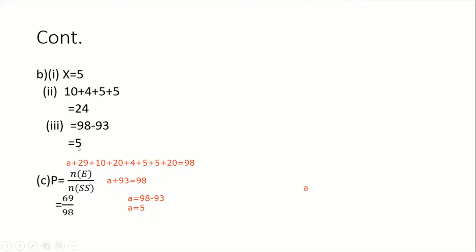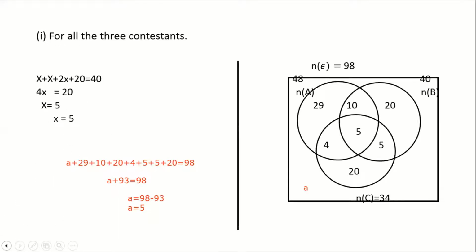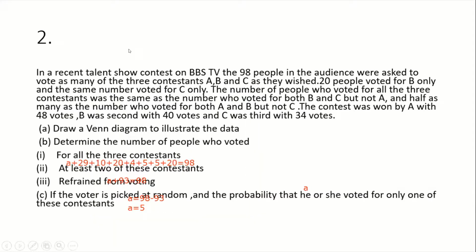Those who refrained from voting are equal to 5. So can we get back to our question? We still have one question to go, which is telling us, if a voter is picked at random, what is the probability that he or she voted for only one of these contestants?